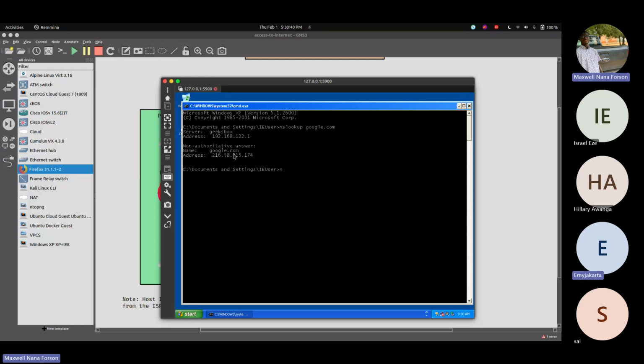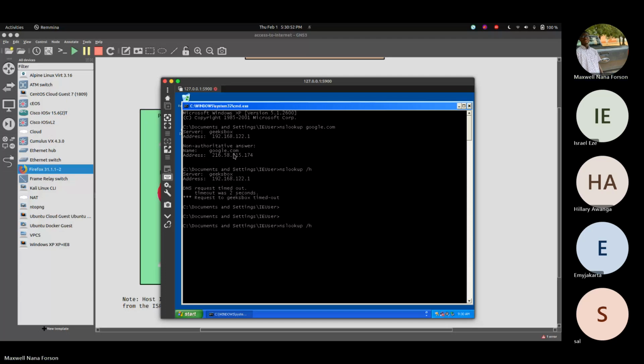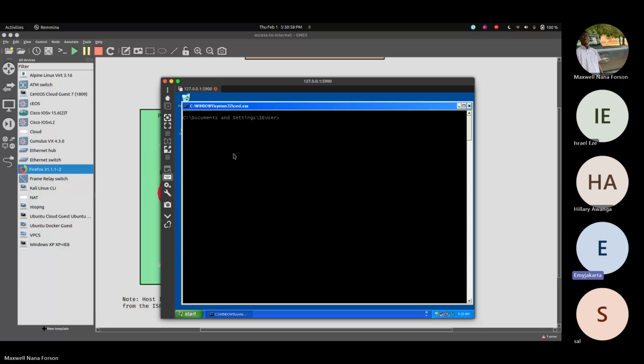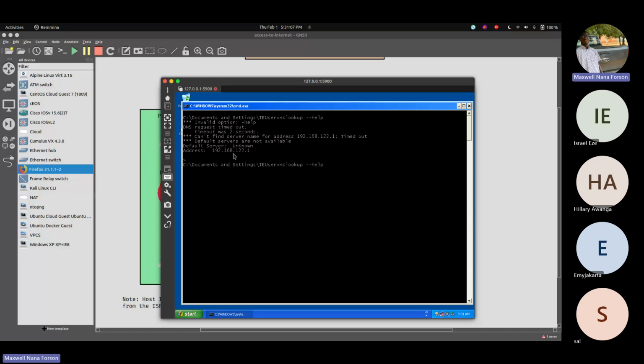But if you're on Windows, you can do something like this. You can do nslookup, then let's say dash. Oops, sorry. Nope. Quick one. Not sure. Let me just step into that.